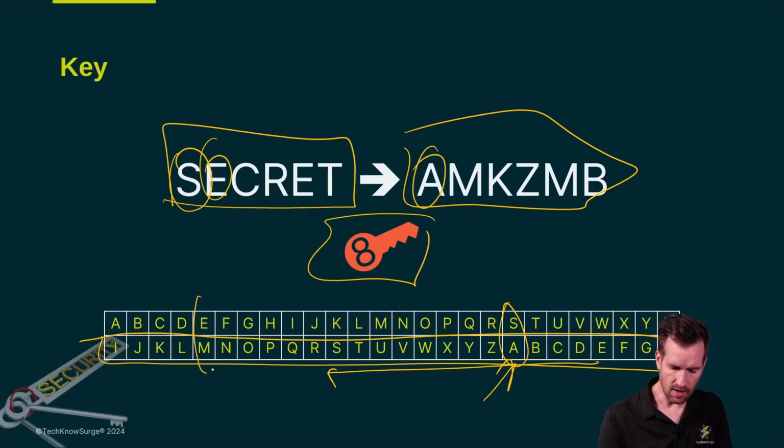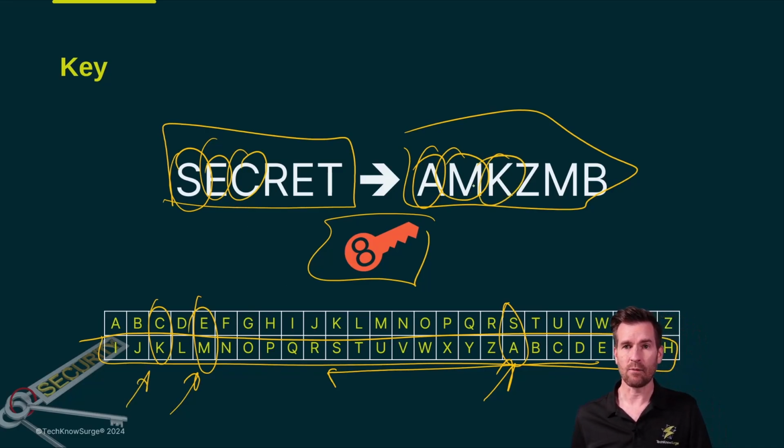This E is going to become an M. So we have an M there. This C is going to become a K. So we have a K there, and we've converted this.